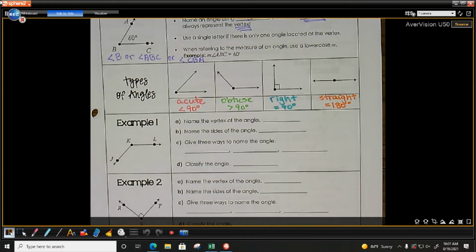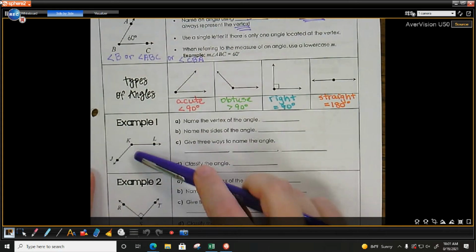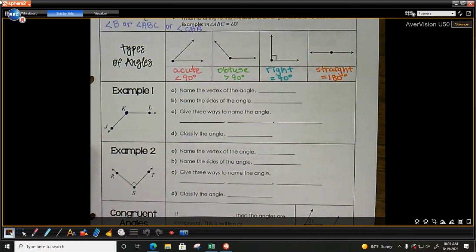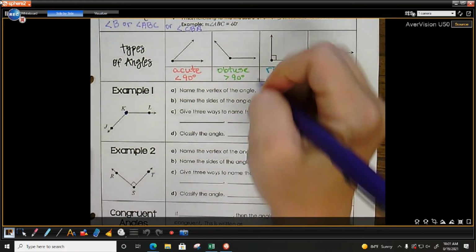Okay. Name the vertex of the angle. Your vertex is the point where the 2 rays meet. So where is my vertex of this angle? At K. A vertex is a point, so how do you label a point? Just a capital K, uppercase K.